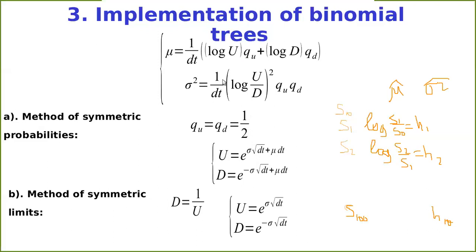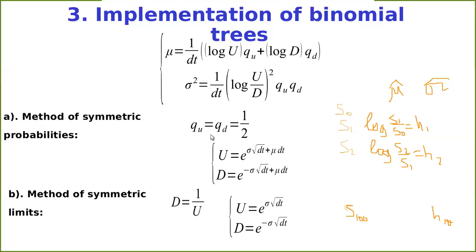But this system has two equations, but more unknown variables. So for solving this, we can use one of two methods: the method of symmetric probabilities, or the method of symmetric limits.